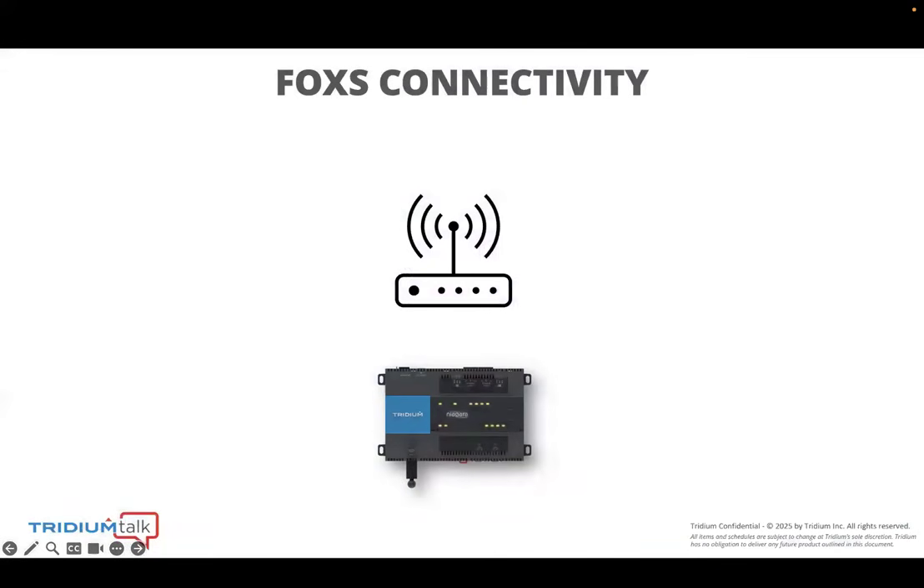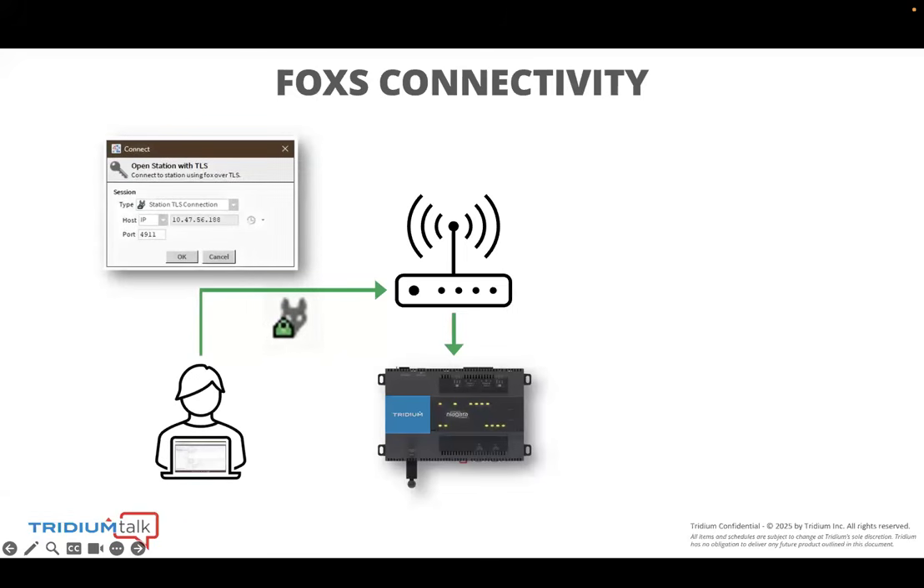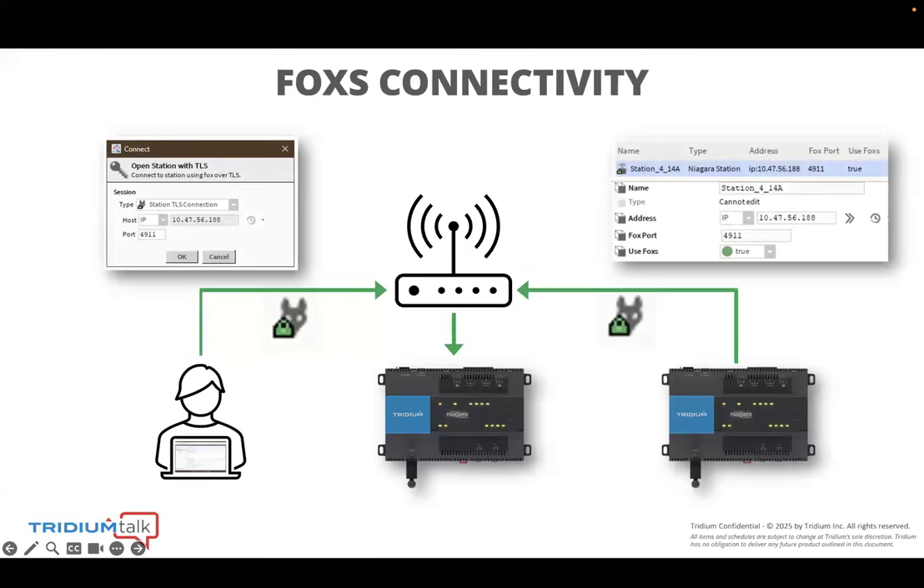So let's start with a bit of background. Since before the release of Niagara 4, stations have used port 1911 for incoming Fox connections and port 4911 for Fox S, the secure version. Fox is the protocol used when a system integrator connects with Workbench or when one Niagara station talks to another.